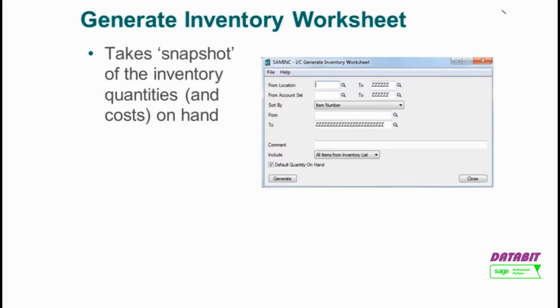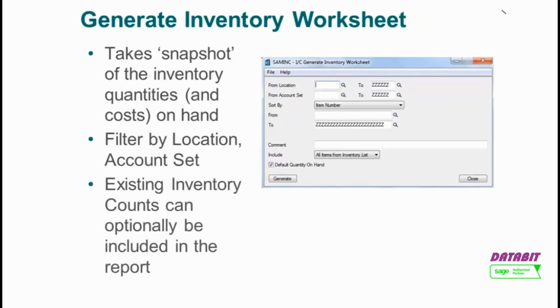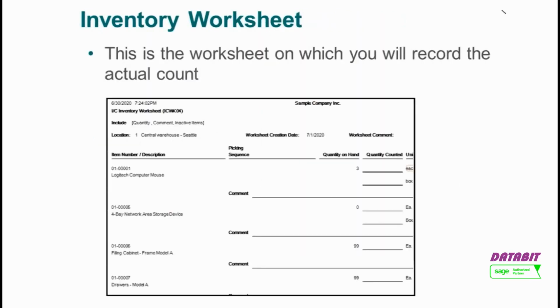The Generate Inventory Worksheet screen takes a snapshot of the inventory quantities and costs on hand. It is possible for you to filter by location and account set. Existing inventory counts can be optionally included in the report. The inventory worksheet should be printed. This is the worksheet on which you will record the actual count.